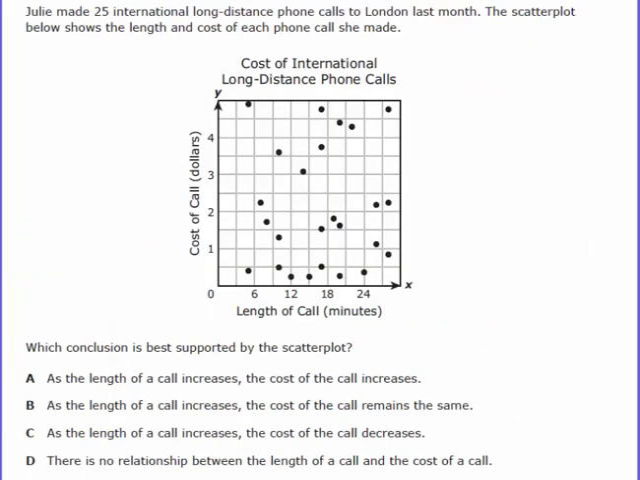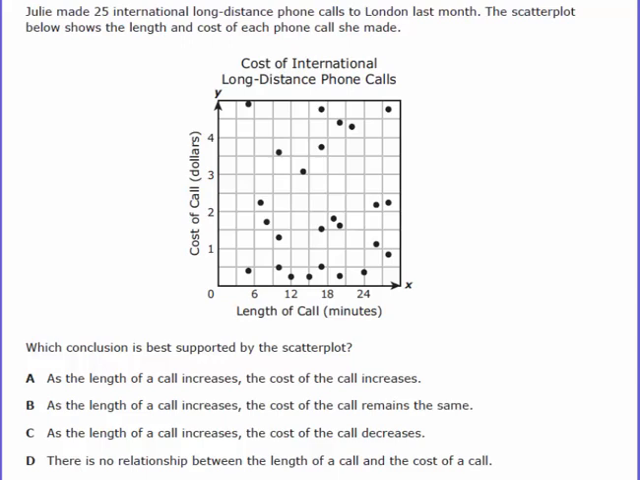Okay, so what about a scatter plot? A scatter plot is something we haven't talked about in a while, but it does talk about relationships. So if you'll look at the one that's on the screen, it says Julie made 25 international long-distance phone calls to London last month. The scatter plot below shows the length and cost of each phone call. Which conclusion can you make? Well, in this one, the dots are all over the place, so it appears that there's no relation whatsoever.